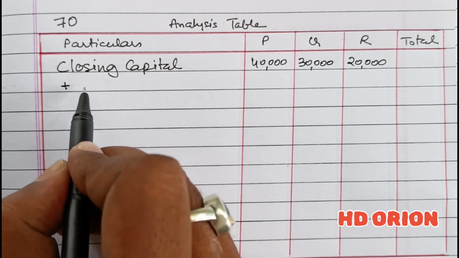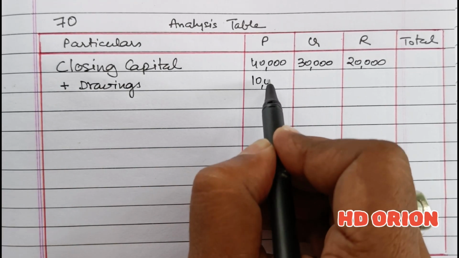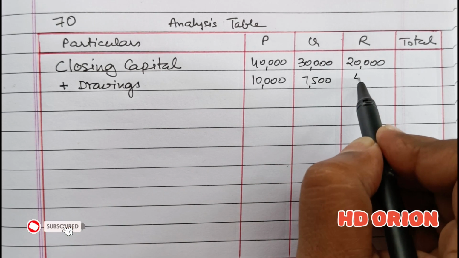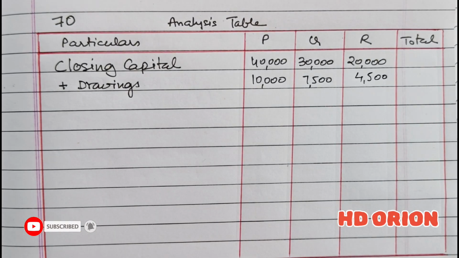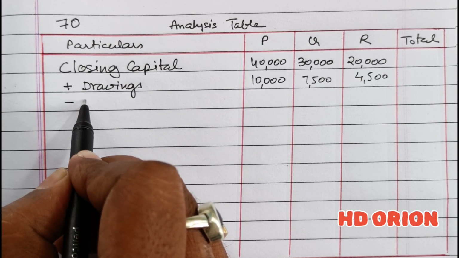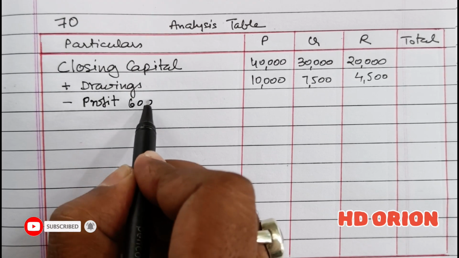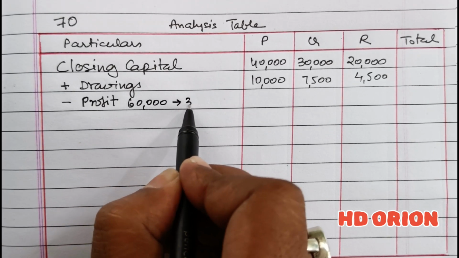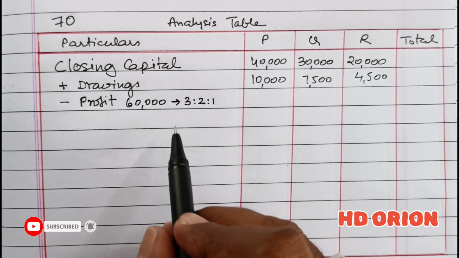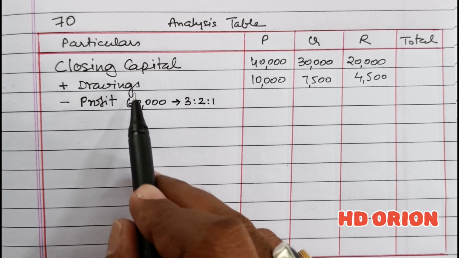Now we will add back drawings as given in the question. For the first partner it is 10,000, for the second partner it is 7,500, and the third partner rupees 4,500. And we will deduct or eliminate profit, and the profit is of rupees 60,000, which has been given to the partners in their profit sharing ratio, that is 3:2:1, without providing interest on capital. So drawings has been deducted from the capitals and profit has been added, so we are reversing this.